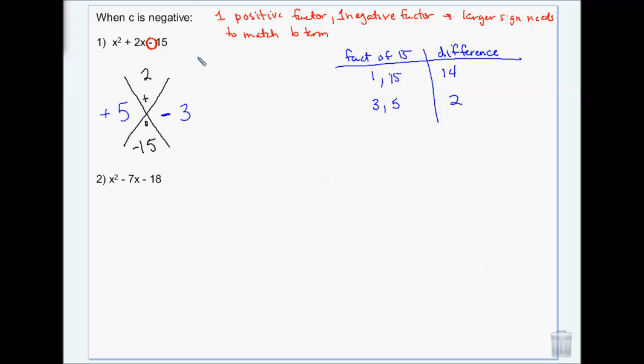So this would factor, and it would be x plus 5, x minus 3. And again, plus because of plus. So 5 is positive because the 2 is positive.